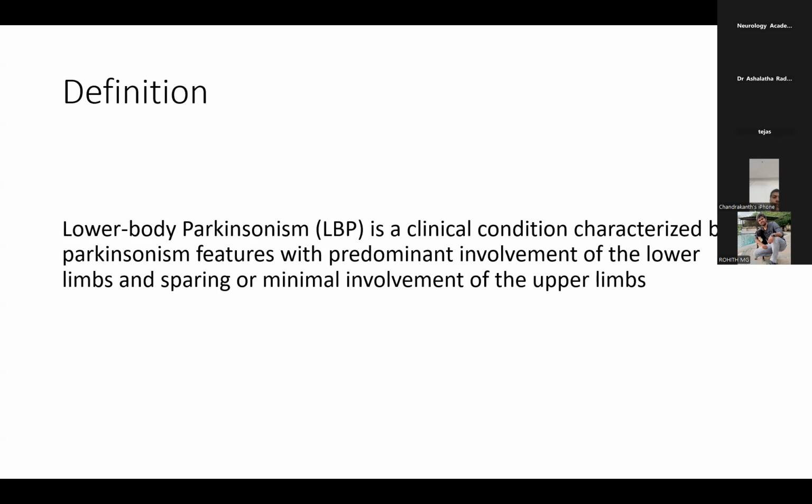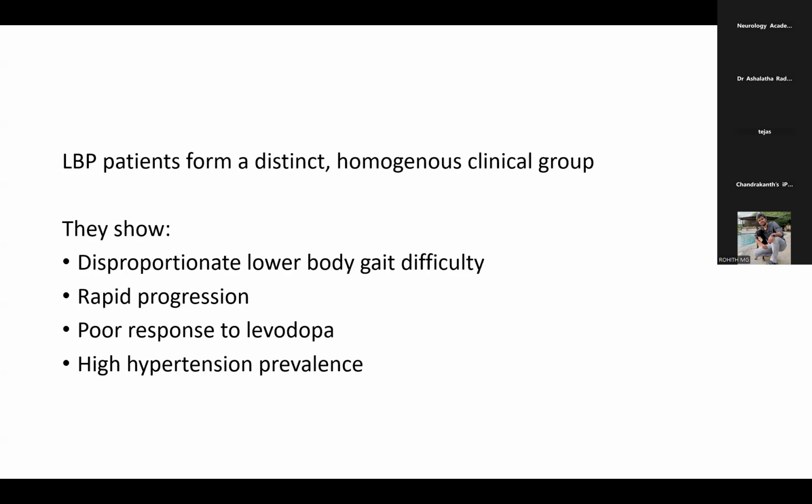Coming to the definition, lower body Parkinsonism is a clinical condition characterized by Parkinsonism features with predominant involvement of the lower limbs and sparing or minimal involvement of the upper limbs. These patients form a distinct homogeneous clinical group. They show disproportionate lower body gait difficulty, rapid progression of symptoms, poor response to levodopa therapy, and a high prevalence of hypertension.